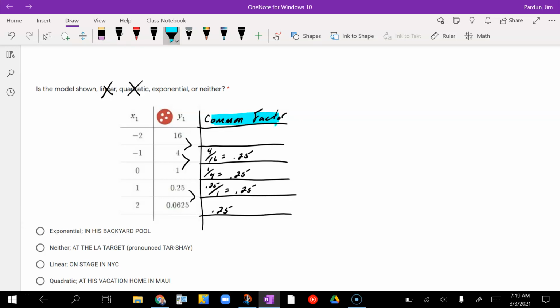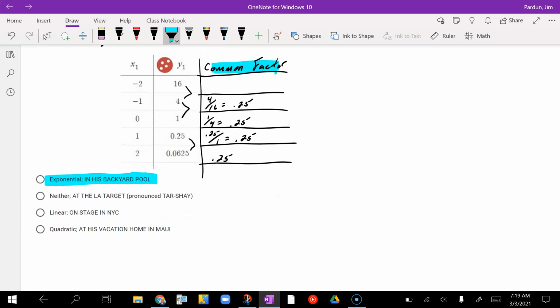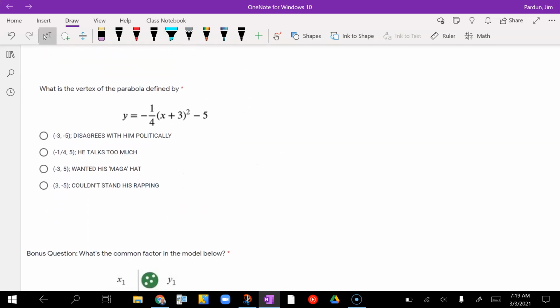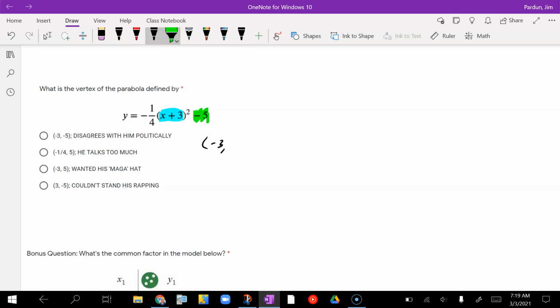So since I have a common factor, then I know it's exponential, and for exponential, it happened in the backyard pool. All right, and then the vertex here, this is just a trip down memory lane. Remember, the vertex is going to be the opposite of what you see inside the parentheses, and then it's going to be the number that you see on the outside, -3, -5. So -3, -5 is because she disagreed with him politically.